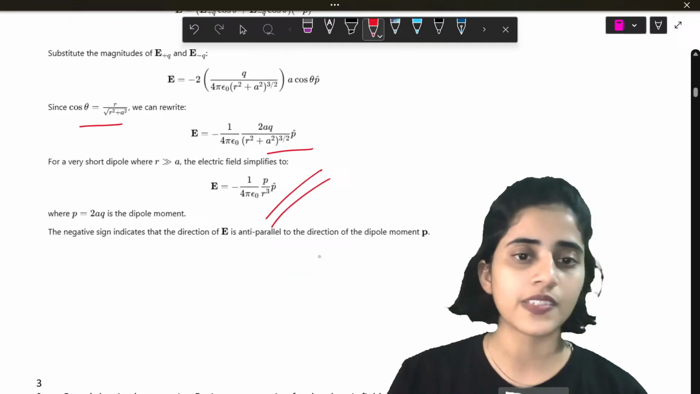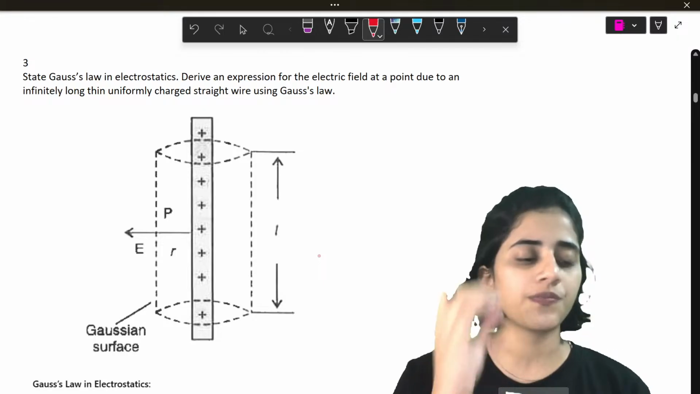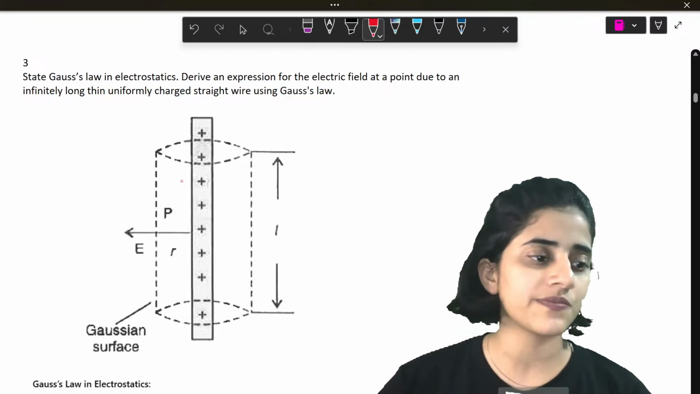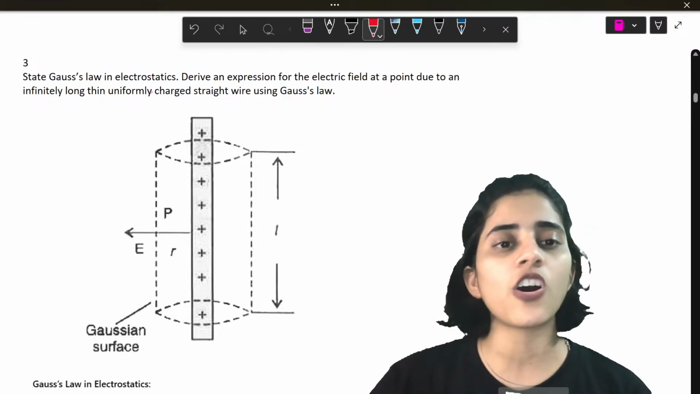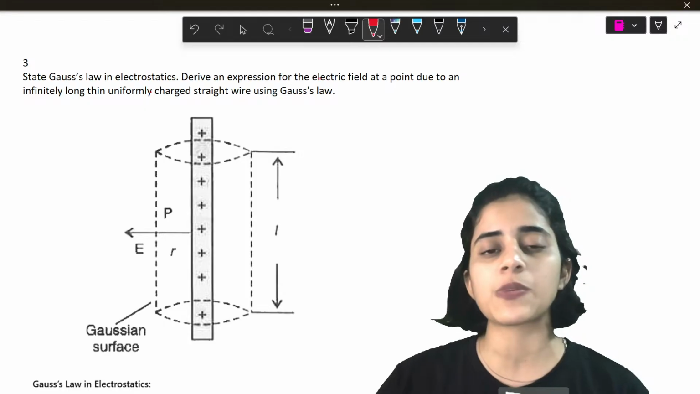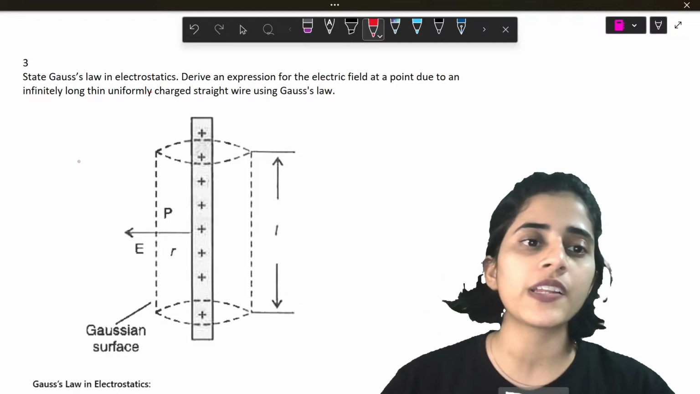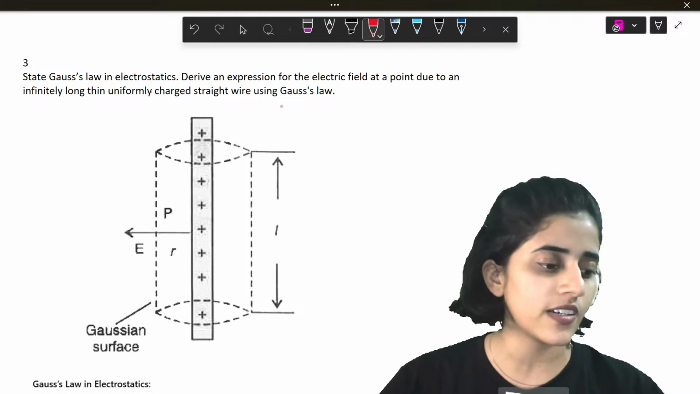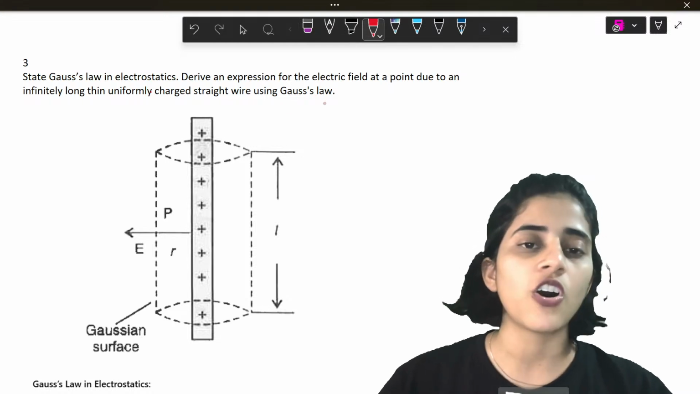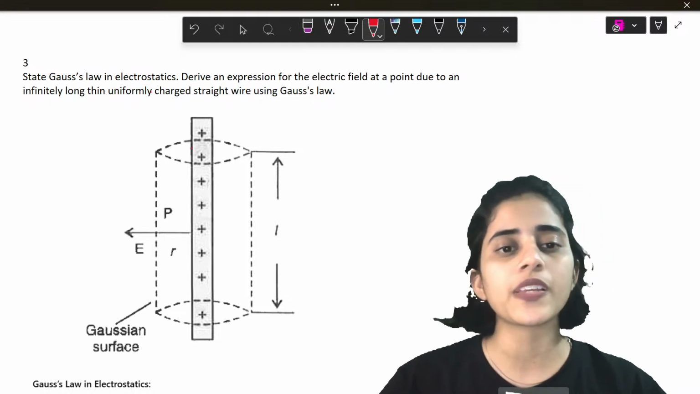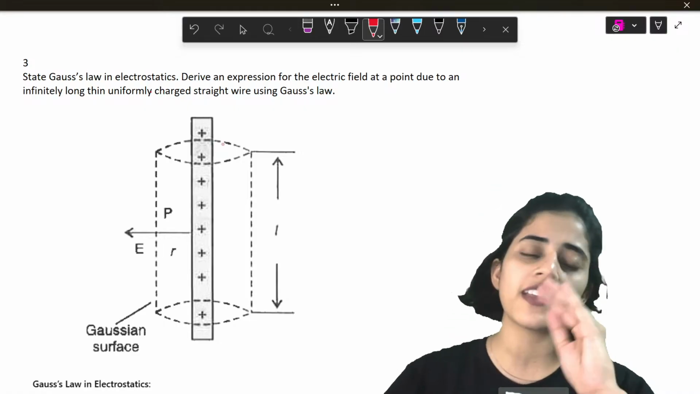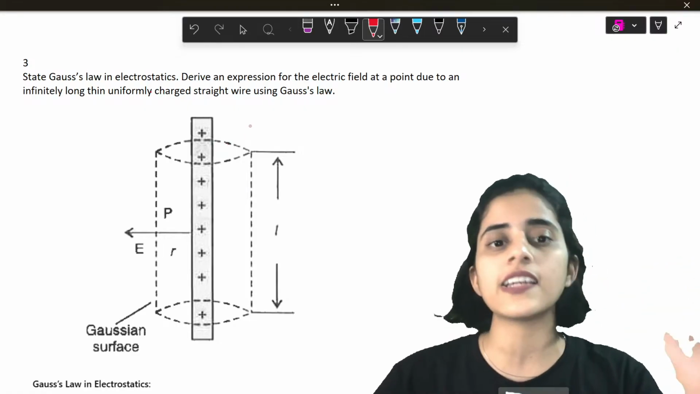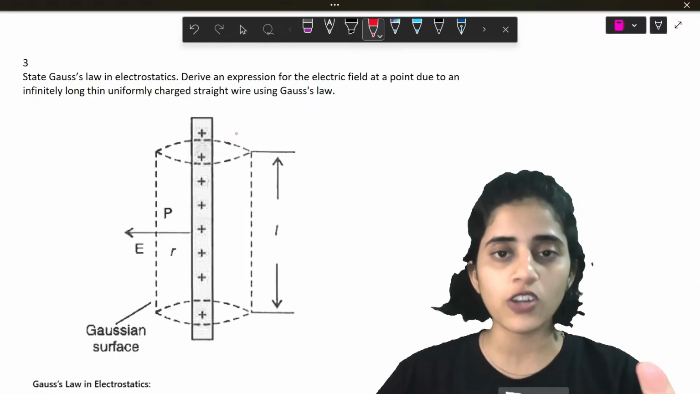Yes. Okay. Next question. Hi, Nisha. State Gauss law in electrostatics. Derive an expression for electric field at a point due to an infinitely long, thin, uniformly charged straight wire using Gauss law. Okay.